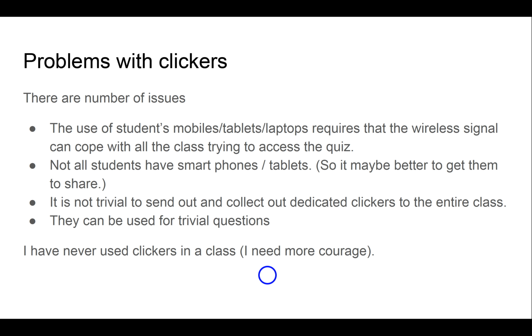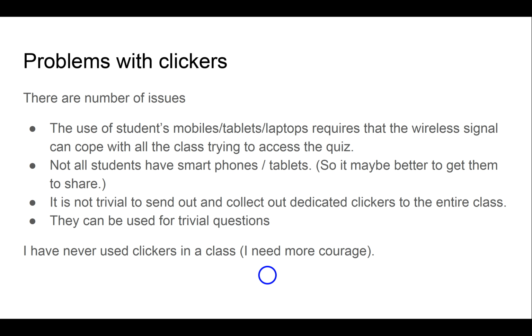Okay, so these clickers are when you can actually click on a question. We'll see it later. And so the number of issues with it, things like Socrative requires that if it's going through the wireless, the wireless signal can cope with all the class trying to access the quiz. We've certainly had problems at CPT sessions at the University of Plymouth where the wireless signal was just not good enough.